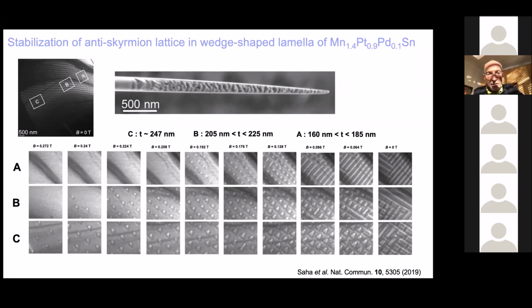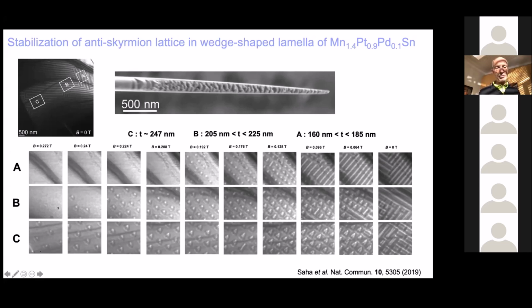What I want to do briefly is discuss the dependence of the phase diagram and the size of these anti-skyrmions on the thickness of this lamella through which the electron beam is transmitted. To do this, we again cut a lamella from a single crystal by focused ion beam milling, typically with a gallium ion beam, in which the thickness varies from one end to the other. You can see this in the scanning electron microscopy image here. And then down below, we've taken three regions which have different thicknesses, here only varying from 160 nanometers to 250 nanometers, labeled A, B, C.